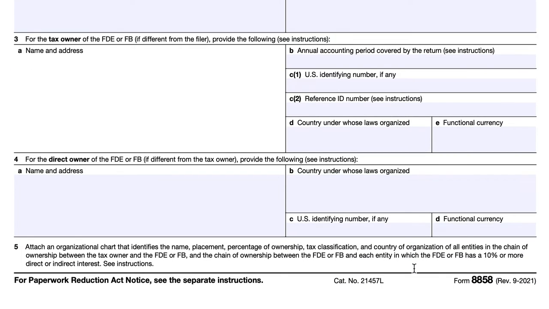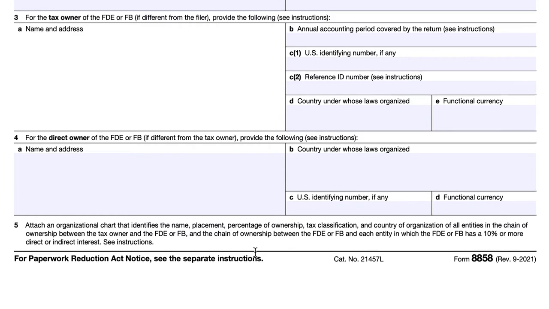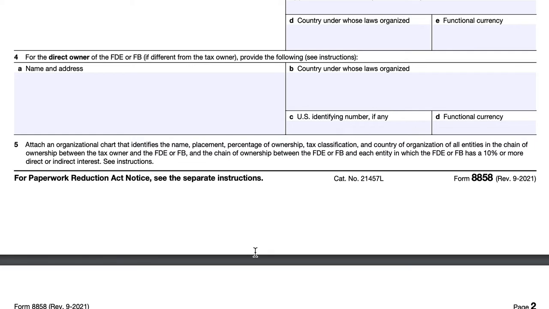And then finally, line 5, you have to establish an organizational chart that includes the name and percentage of ownership for all entities. This includes partnerships and other disregarded entities, the FDEs or the FBs position in the chain of ownership, the tax classification of every entity involved, and then the country under whose law each entity is organized. So there's not a template on the form itself or in the form instructions. There's simply a written description of all the required information that you must include in the organizational chart.